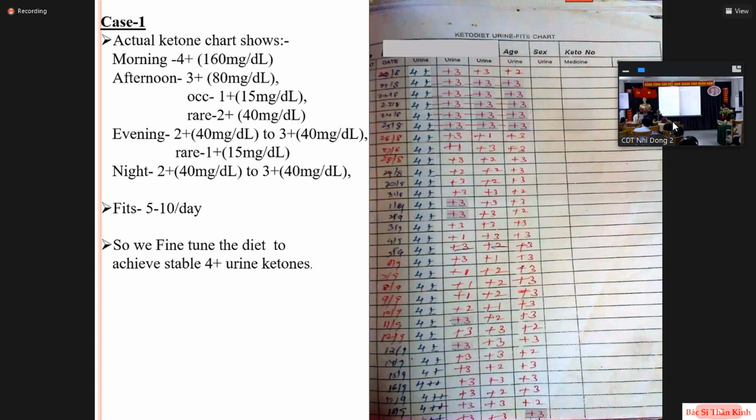But when it is actually done all 4 times, you can see that although the morning urine ketones are 4+, in the afternoon, evening, and night time, the urine ketones are dropping to 3+, 2+, and even 1+, and that's the reason why the fits are still present. So we have to fine-tune the diet to achieve stable 4+ urine ketones.